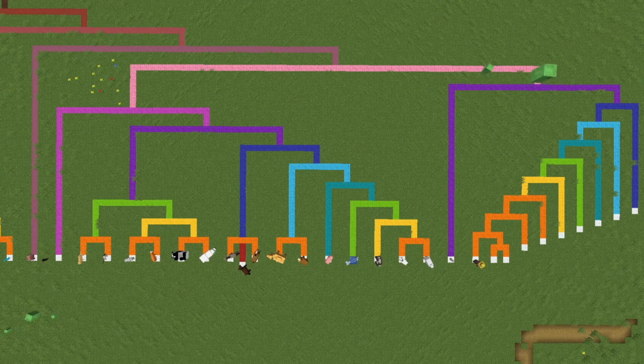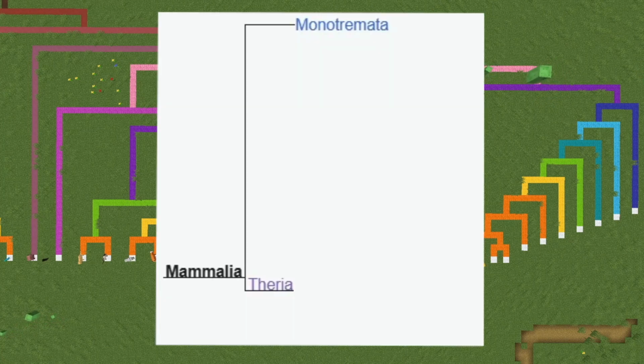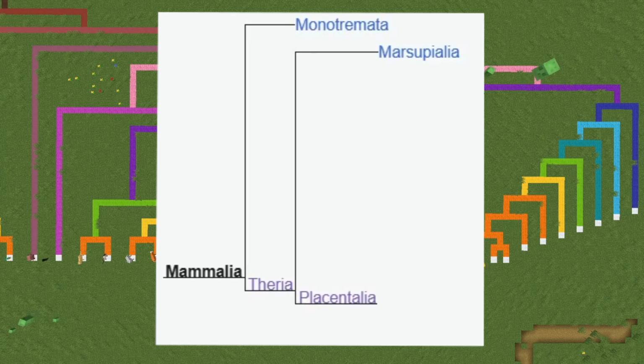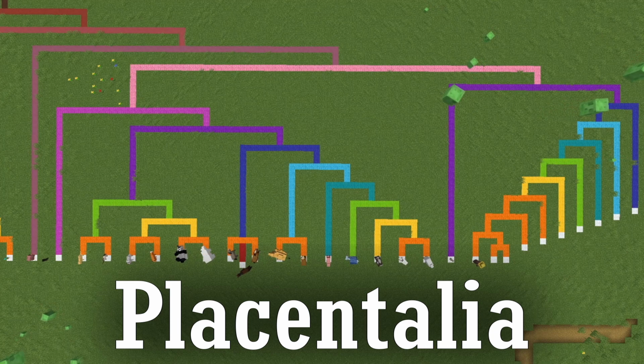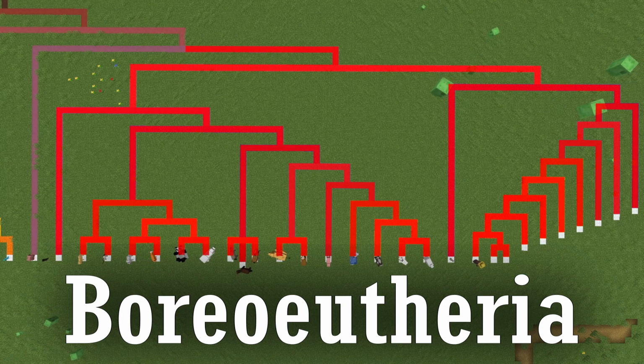All mammals in Minecraft are therian. Theria can be subdivided into Metatheria and Eutheria. Metatheria leads to marsupial mammals, stuff like kangaroos, but none of those exist in Minecraft, so all mammals in Minecraft are Eutherian, specifically placental. Placental mammals can be divided into Atlantogenata and Boreoeutheria.